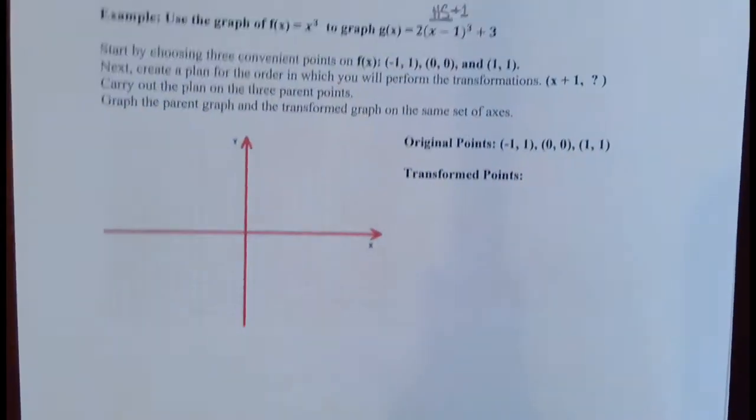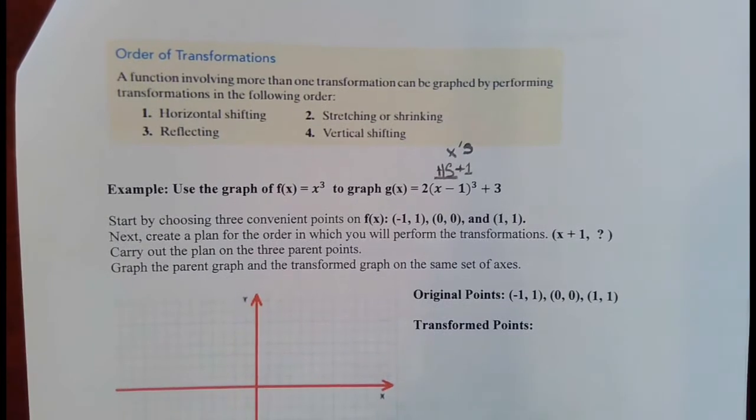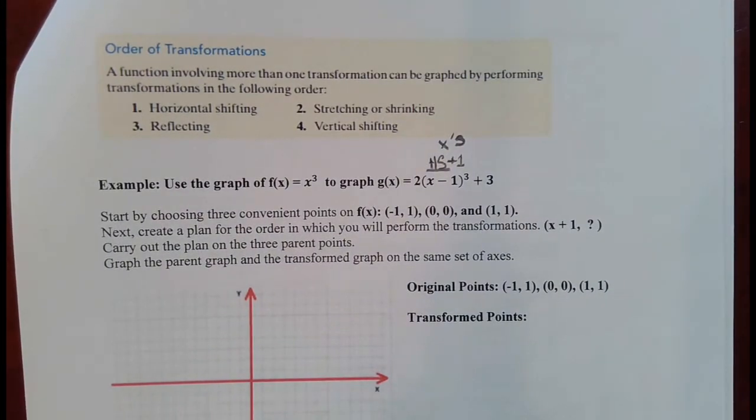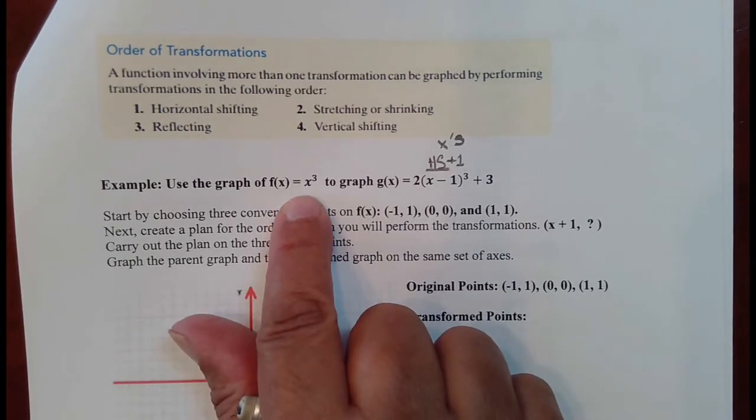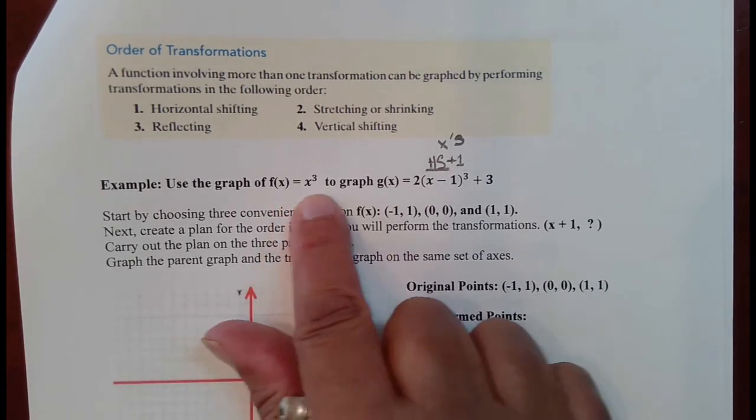Okay, moving to the last page where we start to wrap this up and talk about what happens when there are several transformations all in the same problem. There has to be a specific order in which we perform the transformations, or it doesn't come out properly. So here's an example of a parent graph in the cubic shape. And then there are several transformations here.